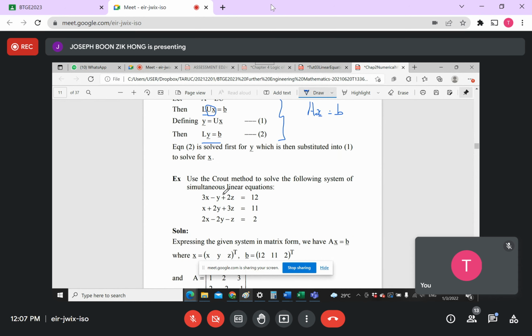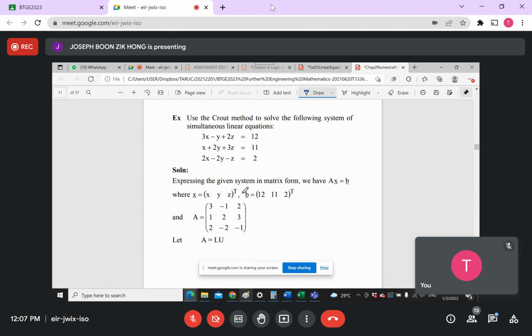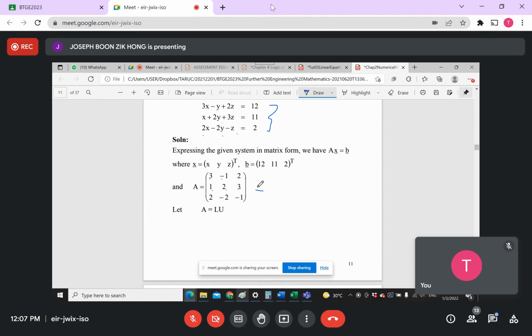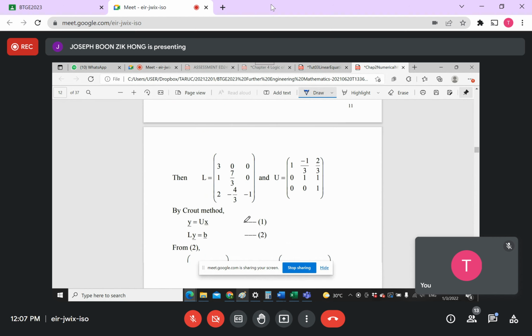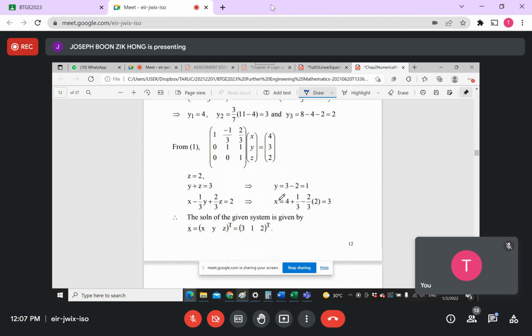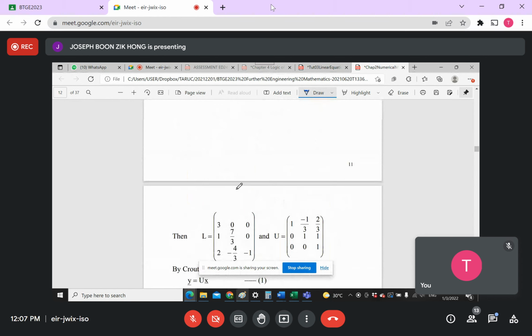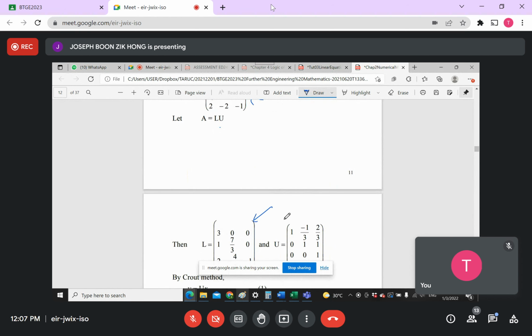Let's have a look at how we're going to do it now. First I have this system of equations, and my A will be 3, -1, 2, then 1, 2, 3, and then 2, -2, and -1. So this is my A. What I have to do now is make my A into LU. This is a process; here they jump directly to the answer, so they get the L and they get the U.